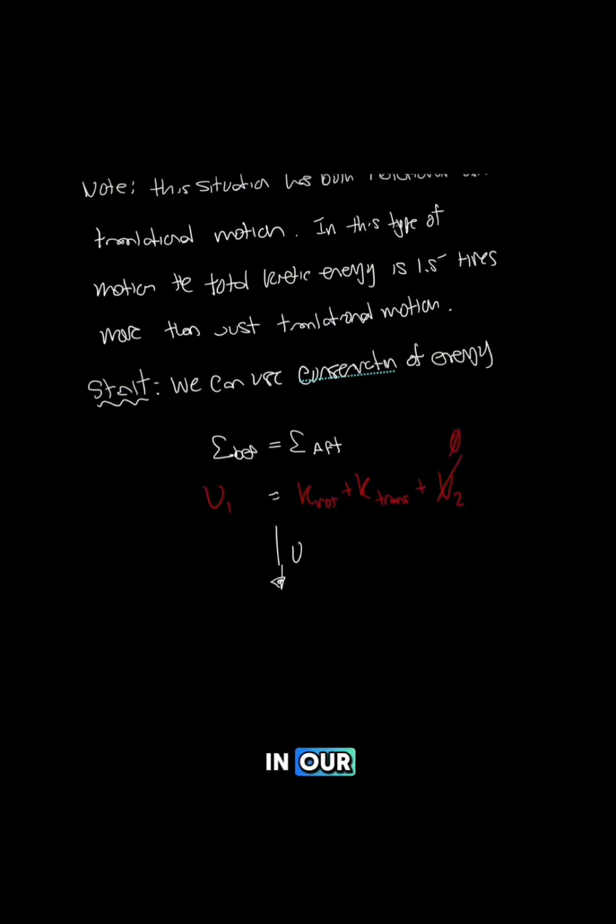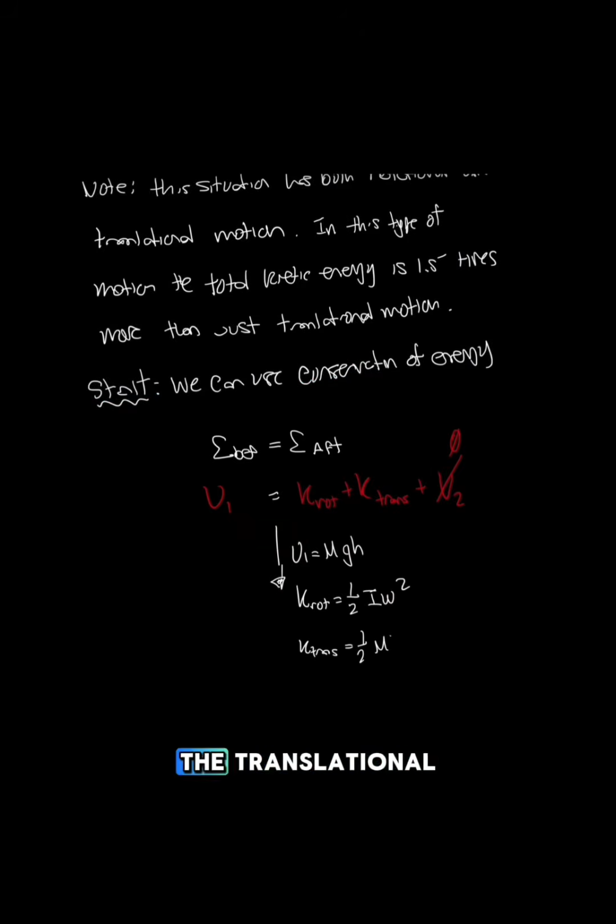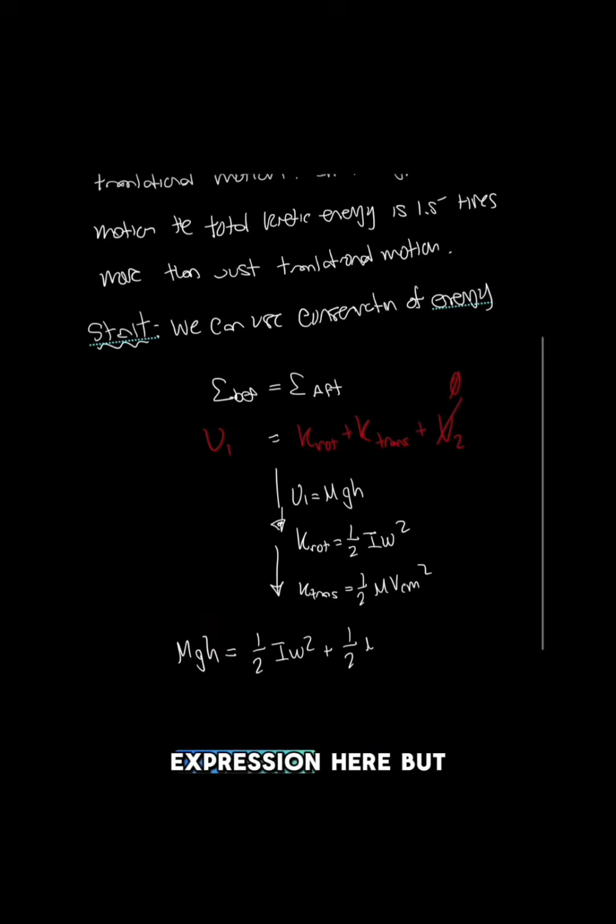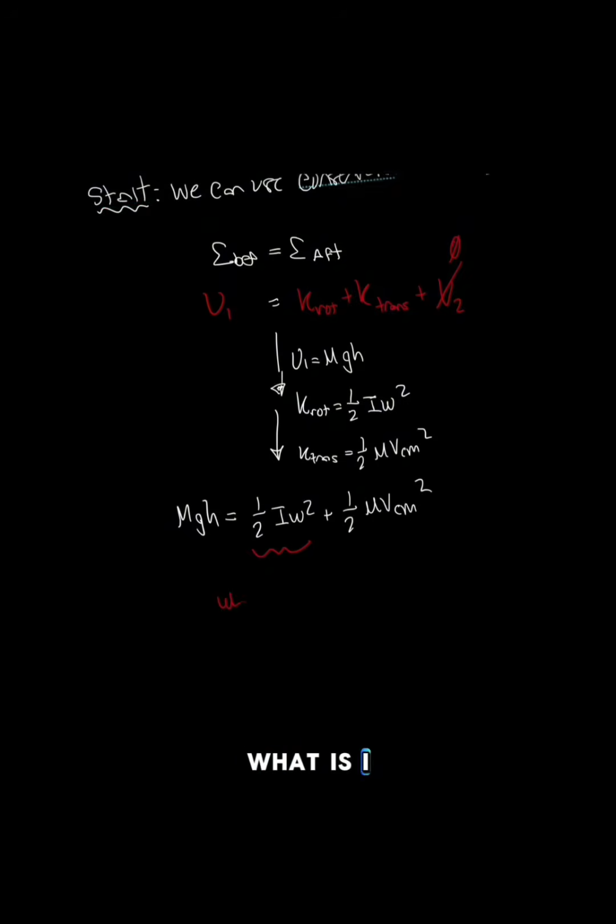Here we can plug in our general definitions for the gravitational potential energy, the rotational kinetic energy, and the translational kinetic energy. If we do that, we get this expression here. But what is I, which is the inertia for the rotational kinetic energy term? For a circle, the inertia is equal to 1/2 mr squared.